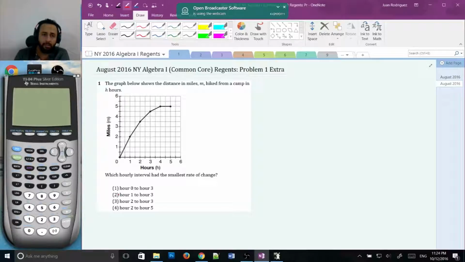Here's the problem. The graph below shows the distance in miles, m, hiked from a camp in h hours. This graph should look familiar. Miles, 0 to 6, hours, 0 to 6, an upside down parabola kind of graph. Which hourly interval had the smallest rate of change? In this case, they want the smallest rate of change. Hour 0 to hour 3, hour 1 to hour 3, hour 2 to hour 3, hour 2 to hour 5.